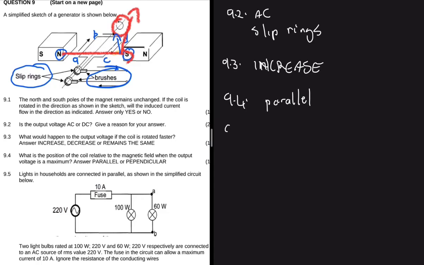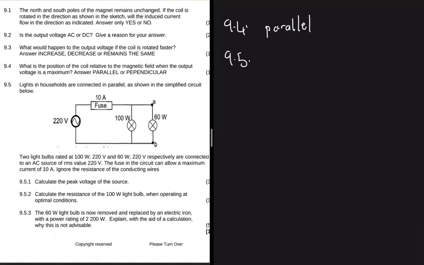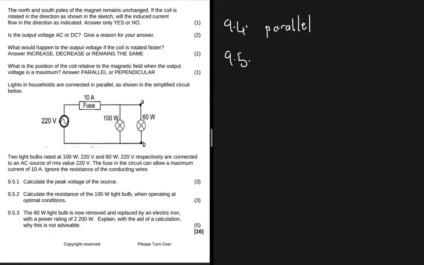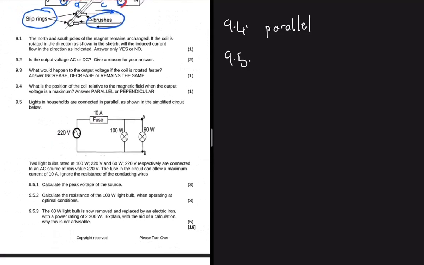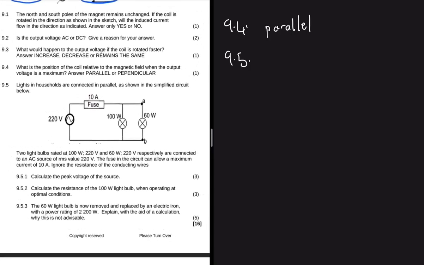And then we can go to 9.5, which I've been waiting for this entire time. We sort of are using electrodynamics and electrocircuits at the same time, right? So here we're told that lights in a household are connected in parallel, as shown in the simplified circuit below. So lights, any other appliances, they work as resistors, right? That's just something I want you to note.